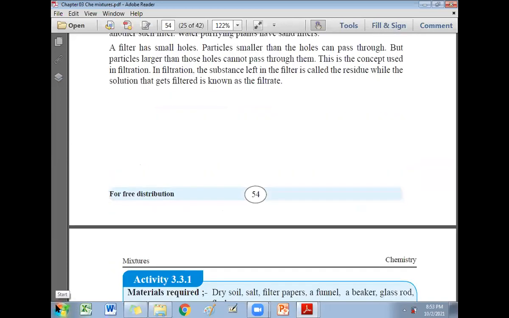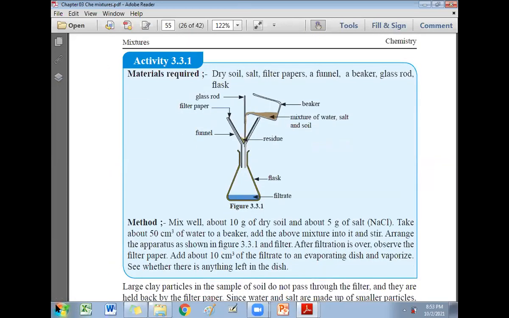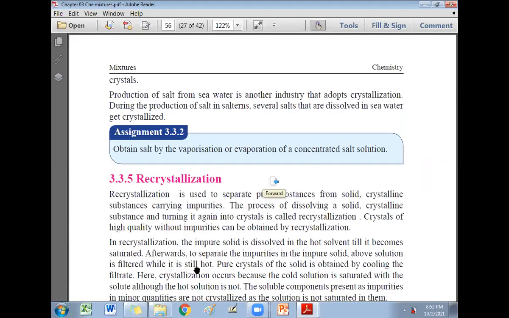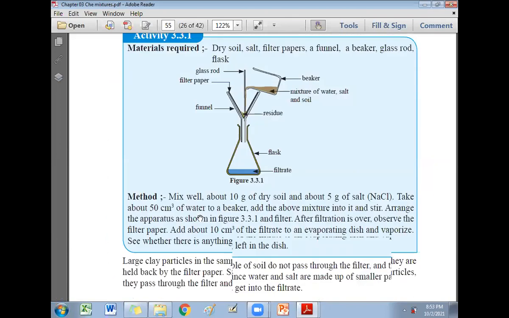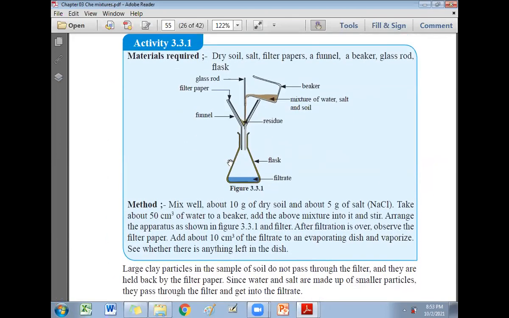Page 55. Can you see here, activity? Look at the screen, everyone. Activities are dangerous. Why are activities dangerous? They can ask this in the exam. Can you see here the residue? What is the residue here? The thing that is left on the filter paper. What is left on the filter paper? You are putting what? A mixture of water, salt, and soil. What is the residue here?